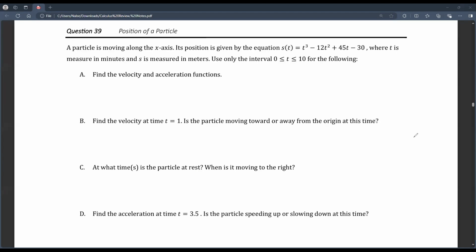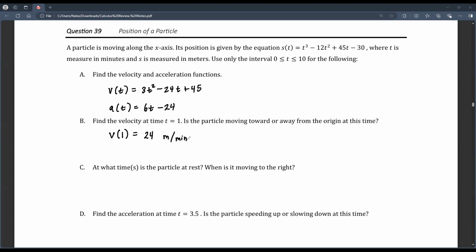Question 39, Part A. To find the velocity and acceleration functions, we will need to take the first and second derivative of the position function. Part B. To find the velocity at t equals 1, all we need to do is plug 1 into the velocity function. Doing so shows that the velocity is 24 meters per minute.